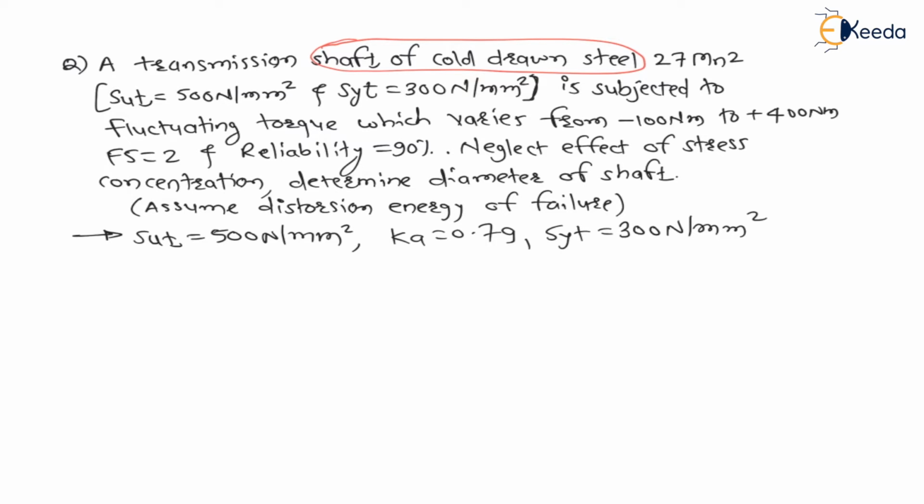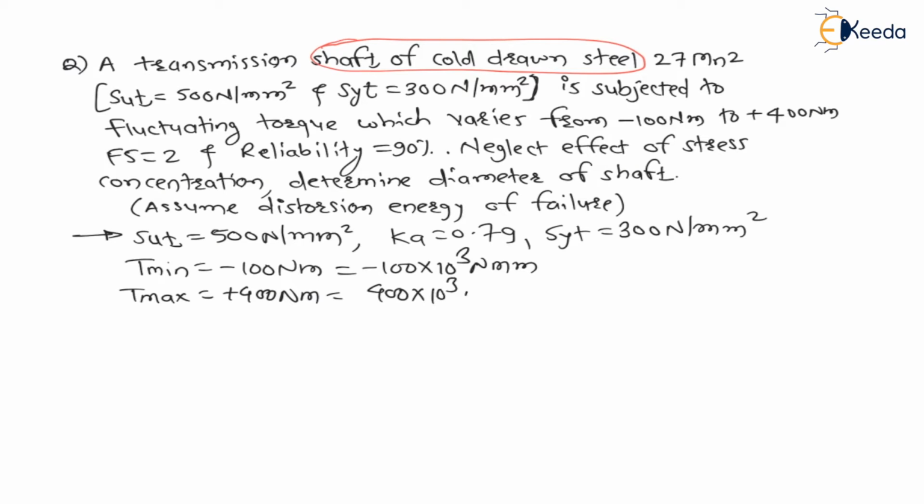Now come to the question. It is subjected to fluctuating torque which varies from minus 100 Newton meter to plus 400 Newton meter. The minimum torque is minus 100 Newton meter, which we can write as minus 100 into 10 to the power 3 Newton mm, and maximum torque is plus 400 Newton meter, which is nothing but 400 into 10 to the power 3 Newton mm. This is the maximum torque it is subjected to.